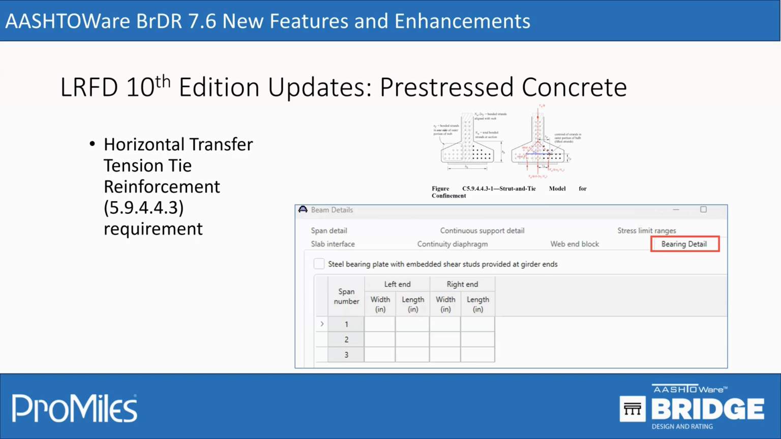But one thing to note here is that the input for tie reinforcement is not available in BrDR. So this check essentially will tell you the required area of tie reinforcement based on your input in this window, and it will not do a check against an input since the input is not available in BrDR right now. Another thing to note here is all these changes for pre-stressed concrete were also implemented for the pre-stress design tool that came in with version 7.6.